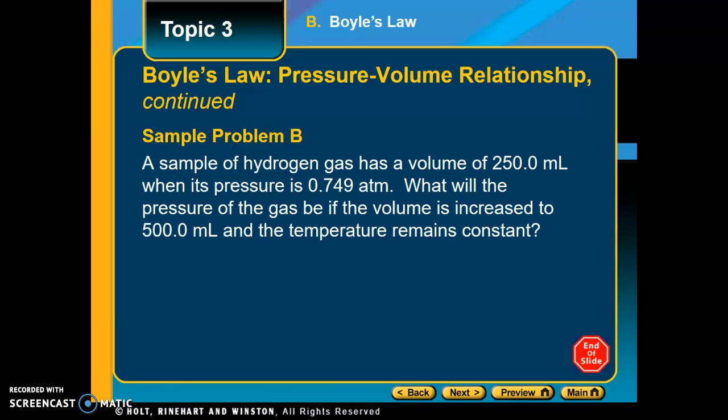A sample of hydrogen gas has a volume of 250.0 milliliters when its pressure is 0.749 atmospheres. What will the pressure of the gas be if the volume is increased to 500 milliliters and the temperature remains constant? So you can pause this and work out the problem and then continue the video with the solution given to you.